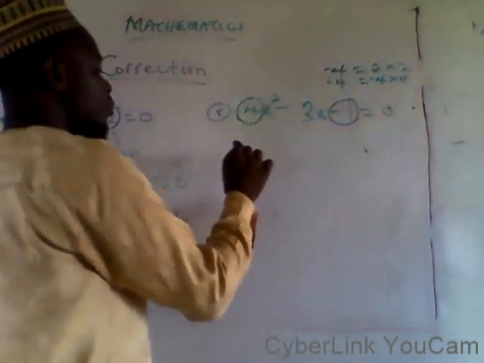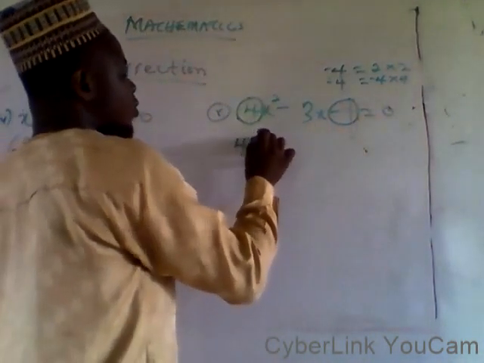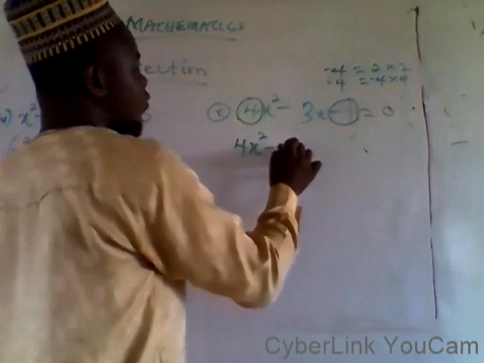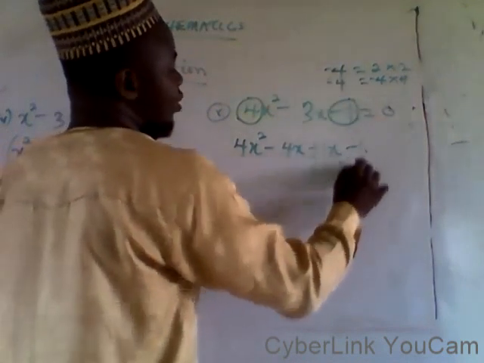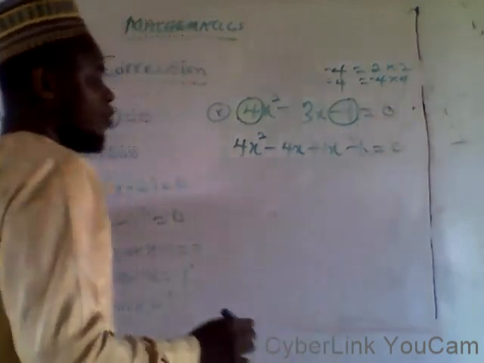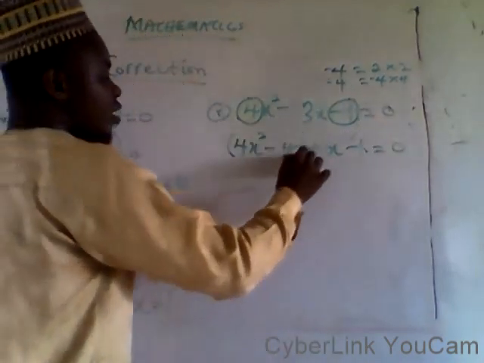So let's write this one. We're going to have 4x squared minus 4x plus 1x minus 1 equals 0. Now you have 4 items. You can group them into what?